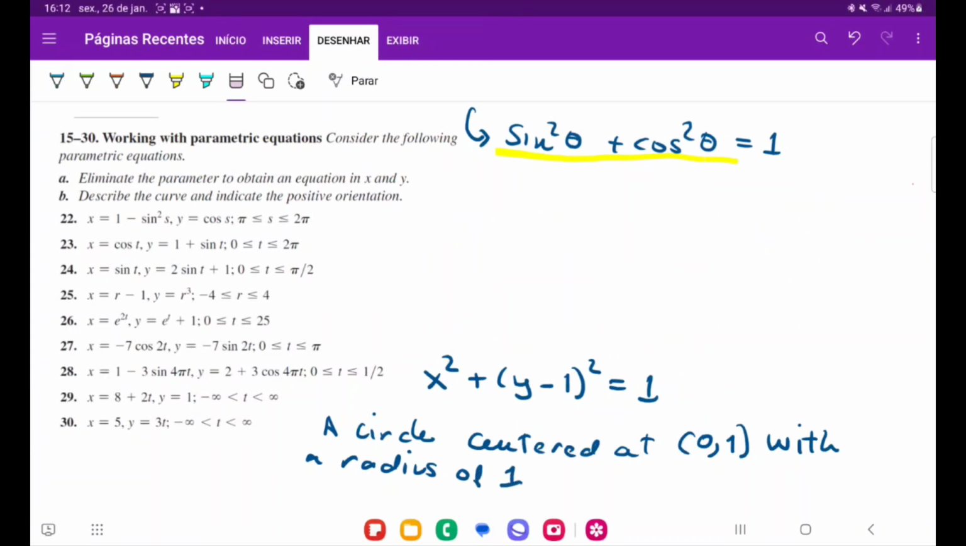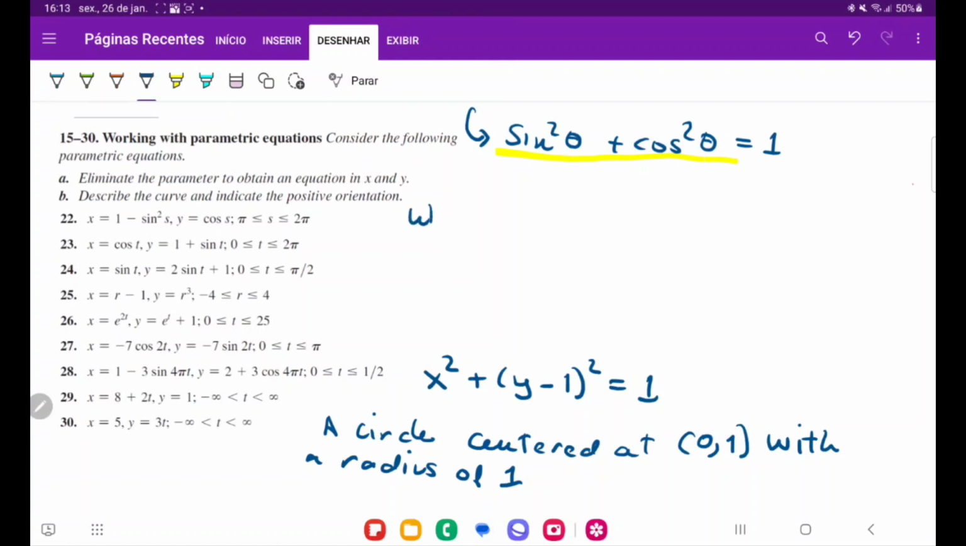So we know that our parametric equation, when expressed in x and y, gives us the equation of a circle centered at the point 0, 1 with a radius of 1. And all that's missing for us now is to indicate the positive orientation. So where does this circle begin? Well, the parameter t begins at 0. So what we have to do here is plug in t is equal to 0 into the x and y equations to find the starting point on the x and y plane.